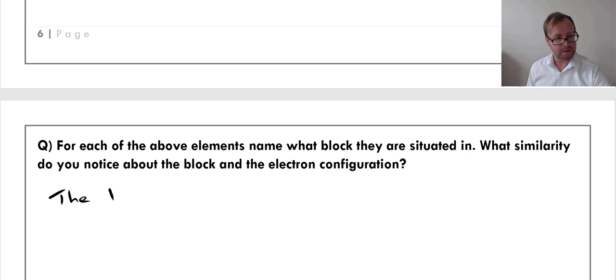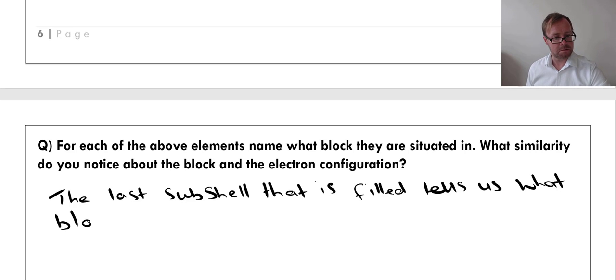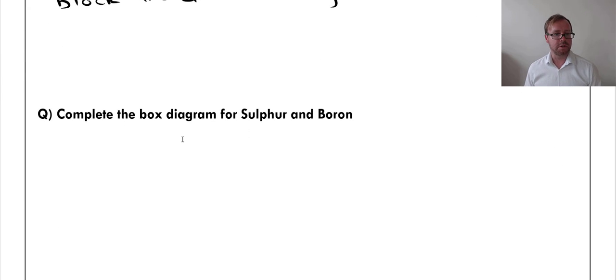last subshell that is filled tells us what block the element belongs to. Okay, right, so moving on.